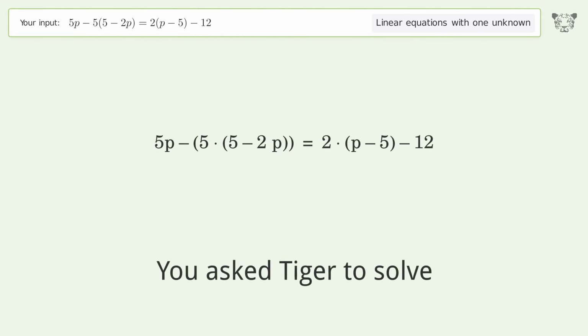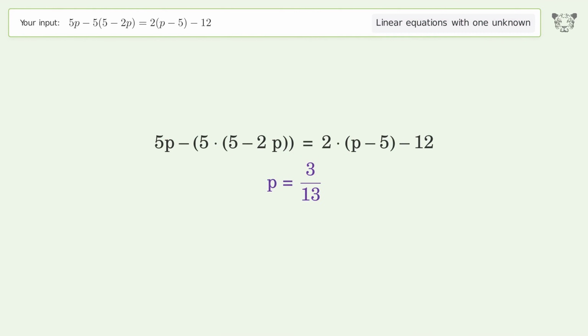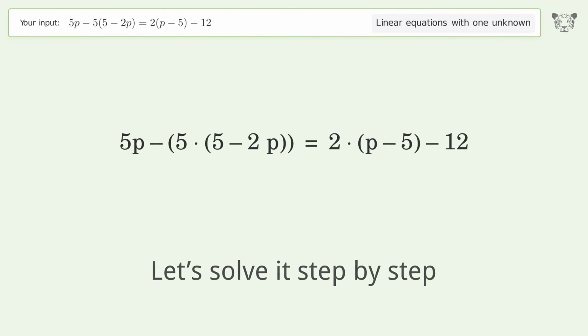You ask Tiger to solve. This deals with linear equations with one unknown. The final result is p equals 3/13. Let's solve it step by step.